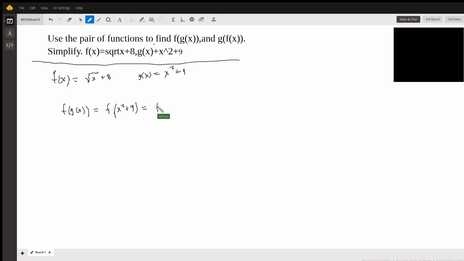So this is going to be the square root of x squared plus 9 plus 8. And that's all there is to it. So just think of a simple replacement rule. X is being replaced with x squared plus 9. Okay, let's do the other one.